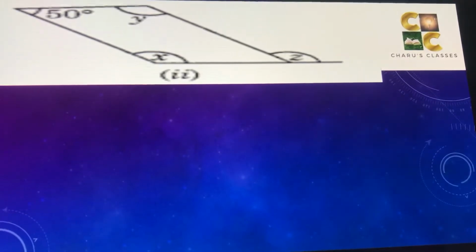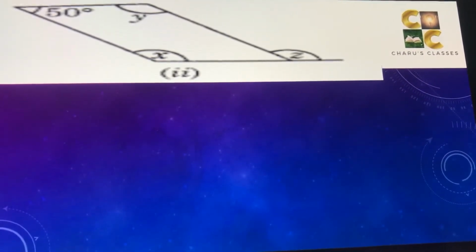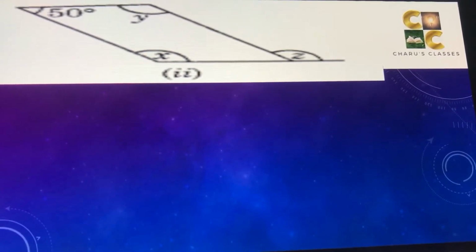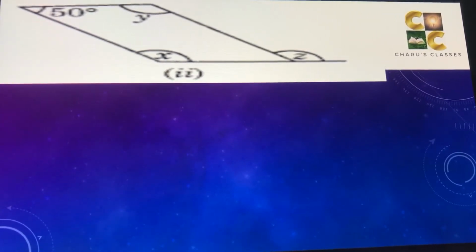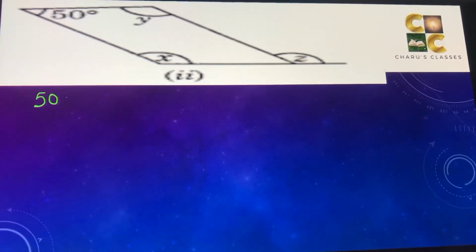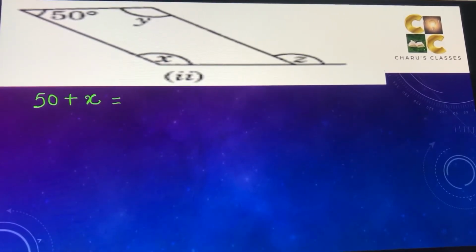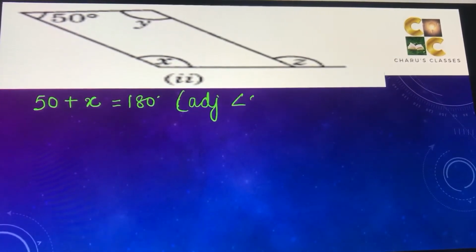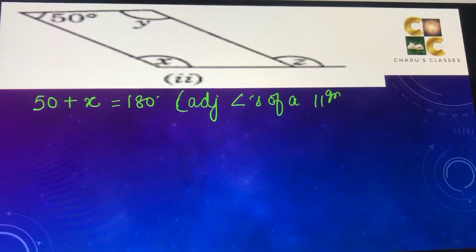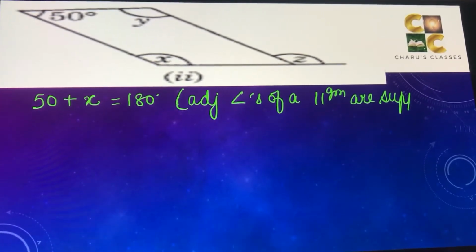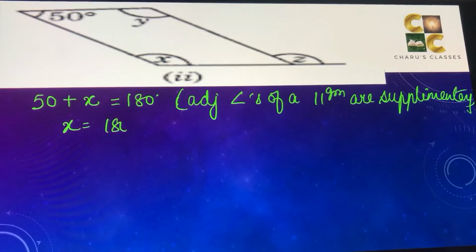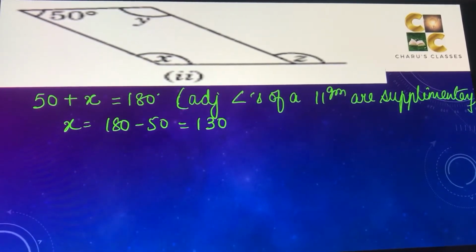Second part, one angle is given as 50 and x, y and z is what we have to find out. So in this, we know that adjacent angles are supplementary in a parallelogram. So we can take 50 plus angle x is equal to 180 degrees. Adjacent angles of a parallelogram are supplementary. That means उनका sum 180 degrees होता है. So x is equal to 180 minus 50, which is 130 degrees.